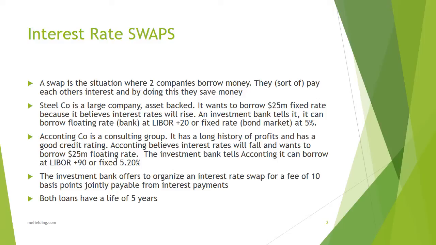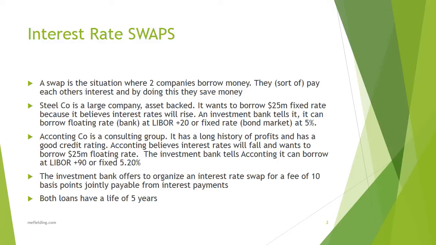The investment bank tells accounting it can borrow at LIBOR plus 90, so that's LIBOR plus 0.9%. And you're okay, I hope that LIBOR will change, that's why it's floating, yeah? Or a fixed rate of 5.2% in the bond markets. So therefore the yield it's giving being the combination of capital gain plus interest, 5.2% annualized. So those are your two deals.